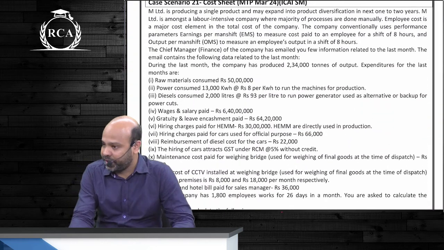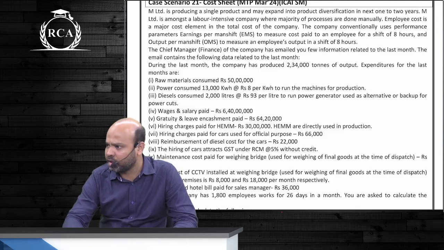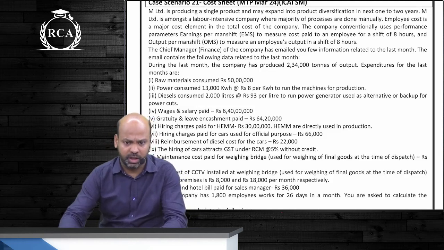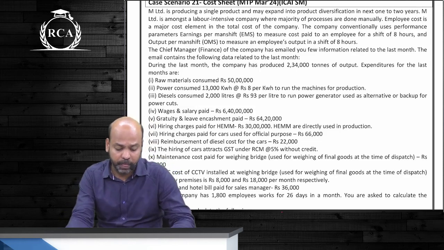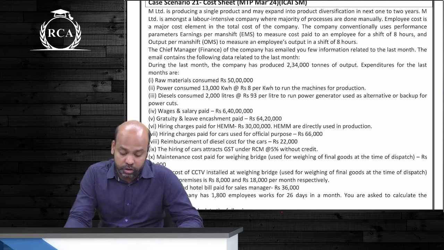Guys, I'll just read the question beta, discuss. I'll mark काम पे क्या आना चाहिए, उसके बाद में तुम लोग देख लेना, ठीक है? This is a very normal question. We have done exactly similar question, बस numbers थोड़े अलग थे बेटा in the class. M Limited is producing a single product and may expand into product diversification in the next 1 to 2 years. M is amongst the labor-intensive company where majority of processes are done manually. Employee cost is a major cost element in the total cost of the company.